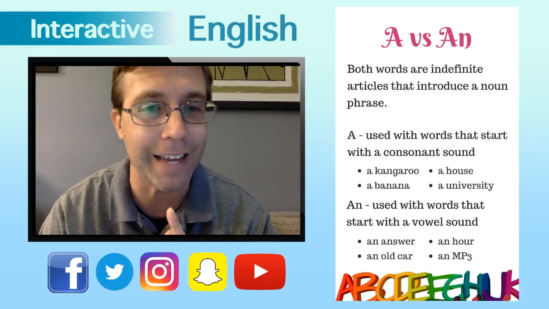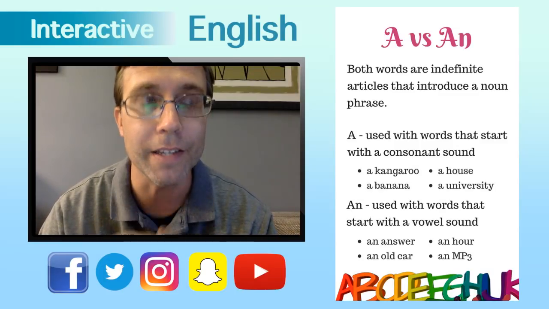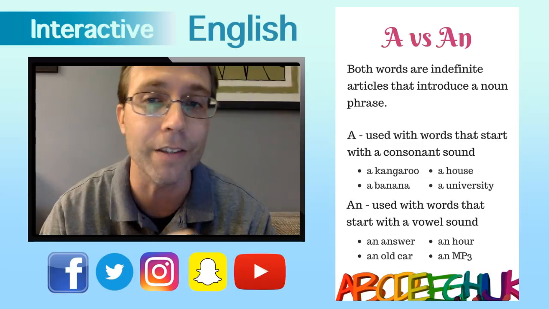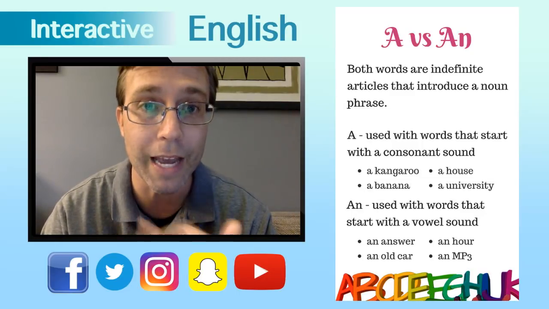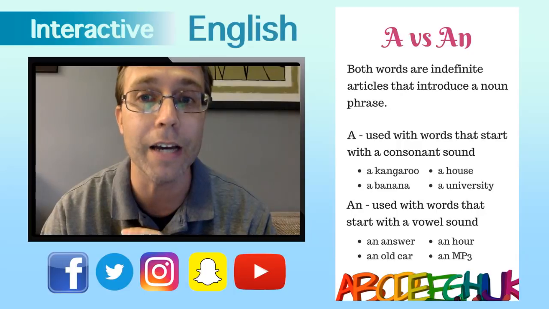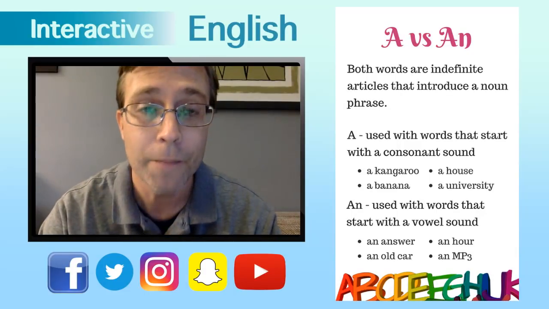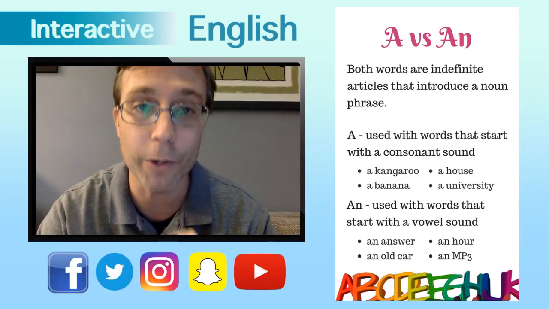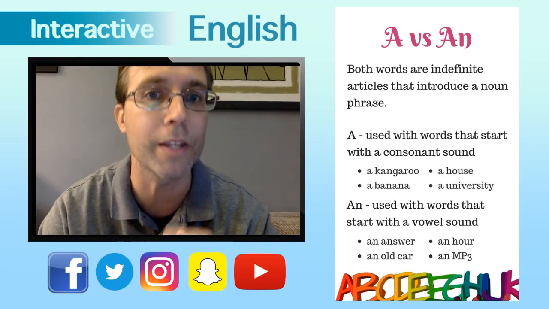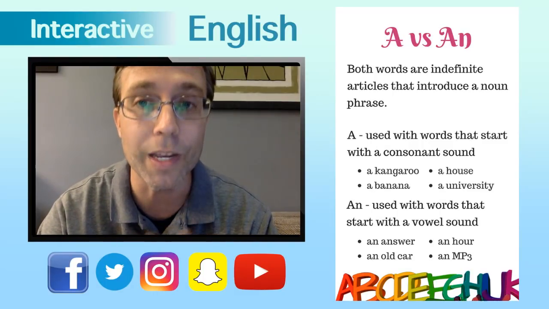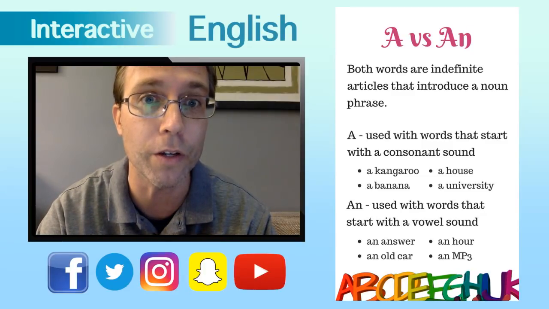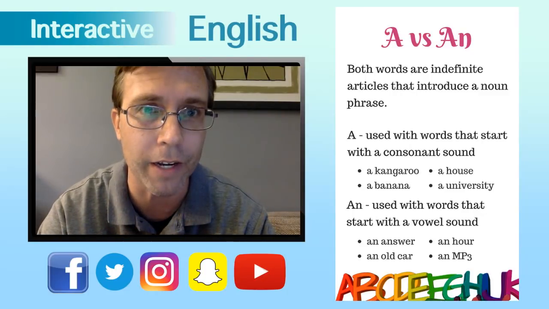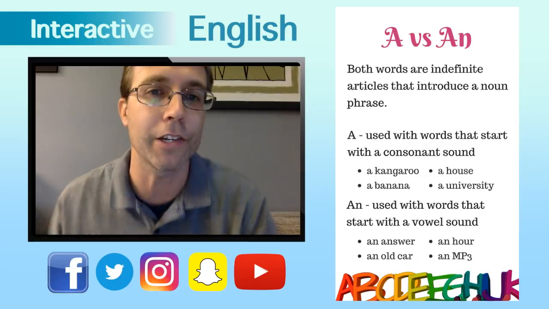And that can confuse people because it's not the first letter that determines whether you use a or an. It's the first sound. So we use a with words that start with a consonant sound. A kangaroo, a banana, a house, a university. Now you notice that university starts with the letter U, but we use a because of the first sound, U. It has that Y sound, so we say a university. So again, you need to pay attention to that first sound.